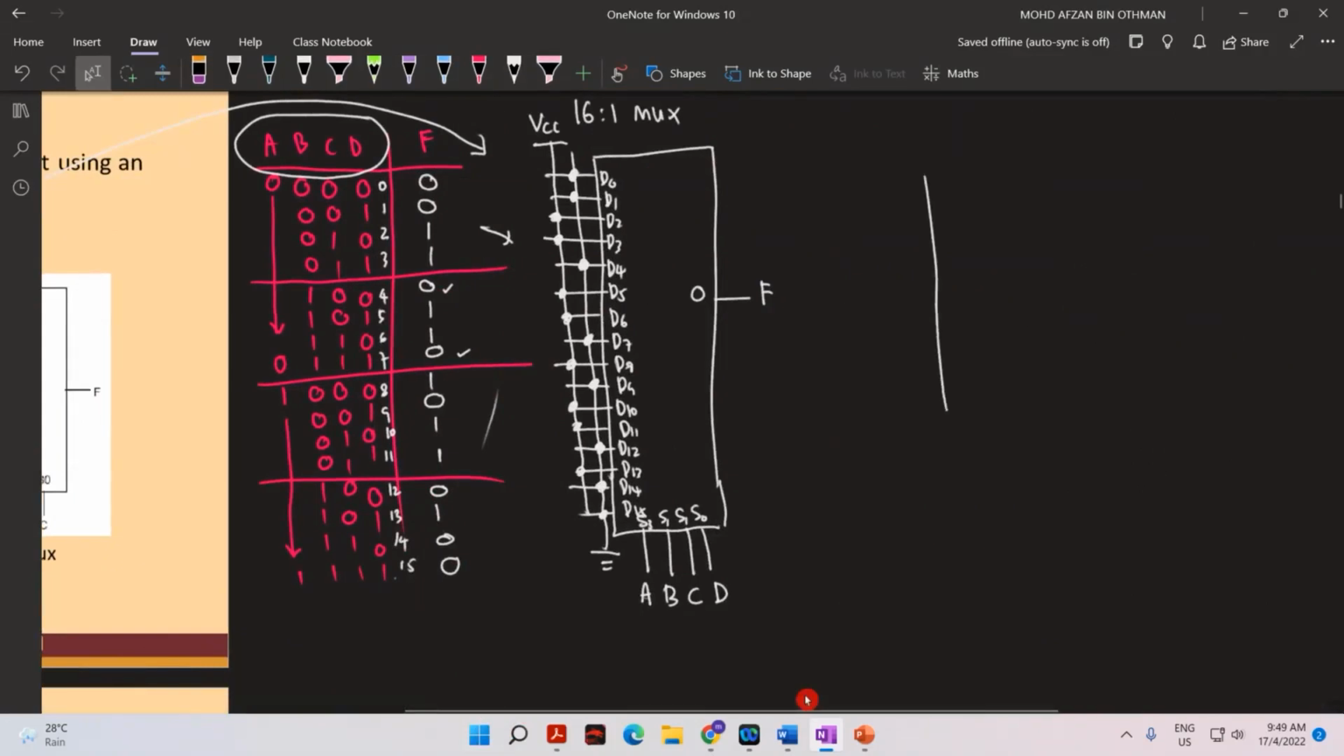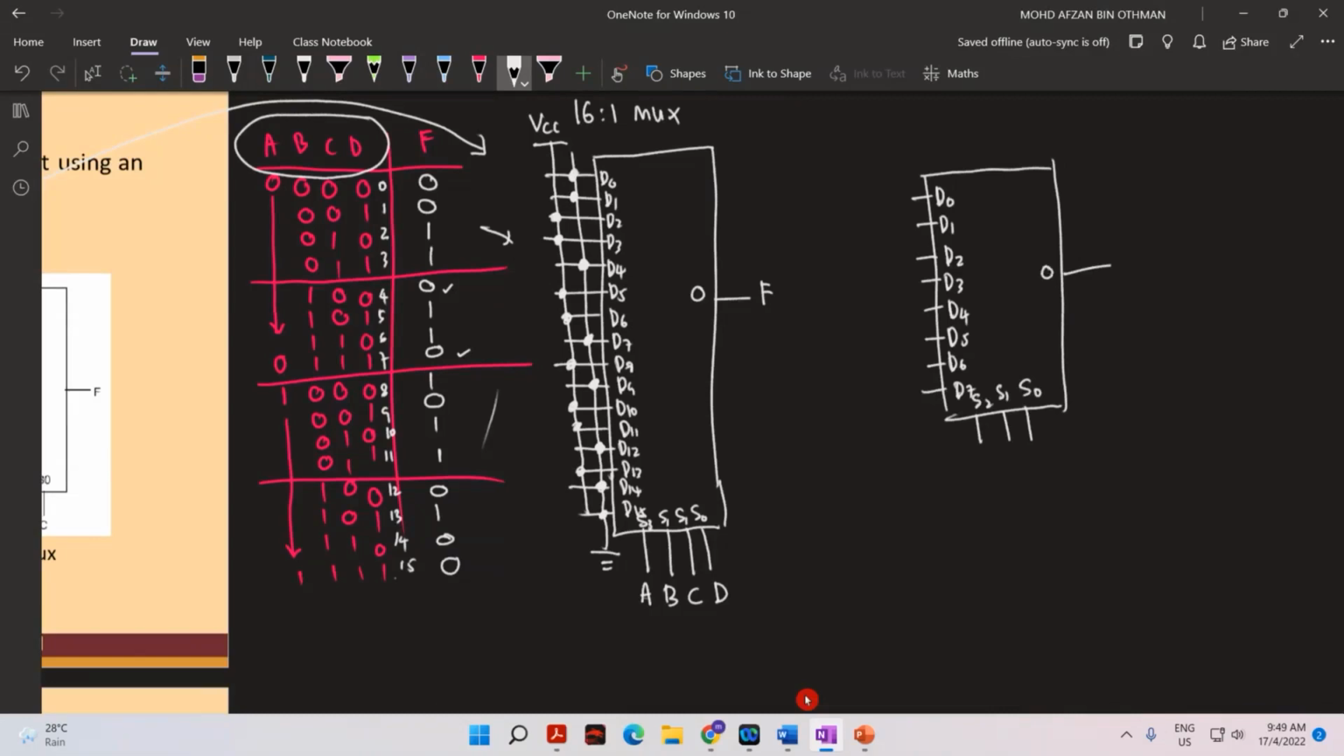okay, kalau lukis 8 to 1 mux, kamu akan ada D0, D1, D2, D3, D4, D5, D6, D7. Kamu ada sampai D7 saja. So this is for 8 to 1 mux lah. And then berapa selector? Akan ada 3 selector, dan 1 output.